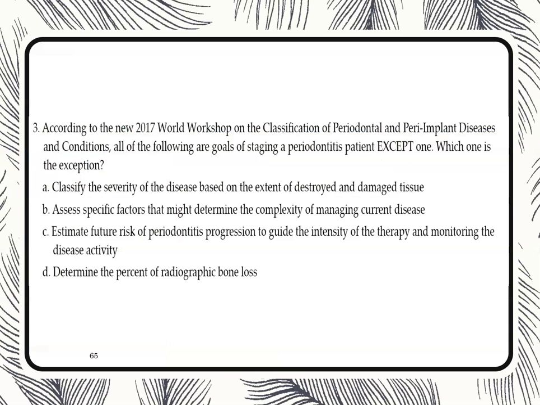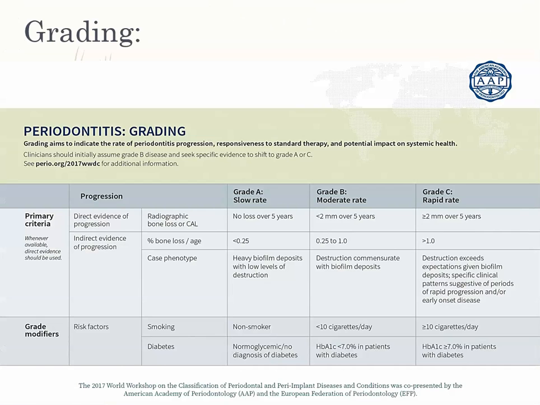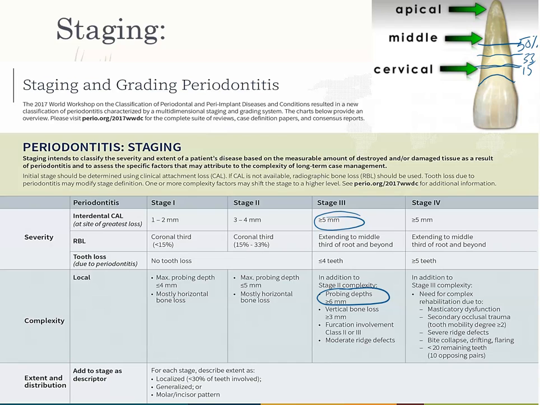So let's look at this question. I'll let you read it and you tell me what you think. It is C. So grading does this. Everything else is staging. It does classify the severity of the disease, severity by stage 1, 2, 3, 4. Stage 4 is really bad. It assesses specific factors that might determine the complexity of managing current disease. So if I go to the staging, we can see that there are so many other factors, right, that can make it more complicated, make the treatment more complicated.